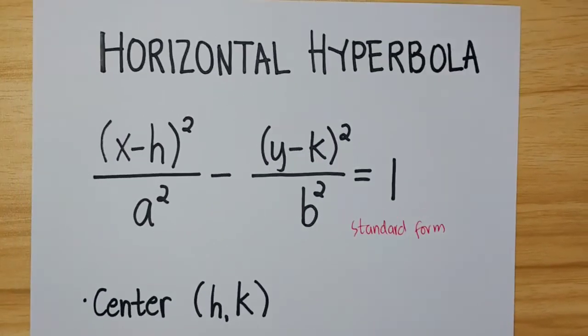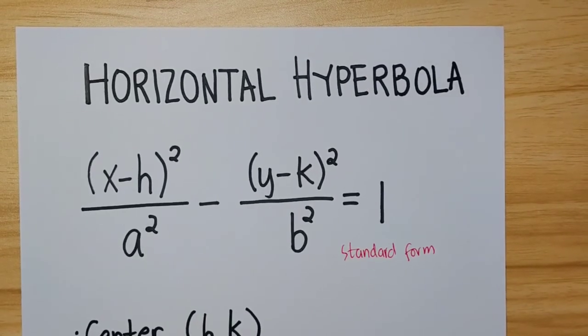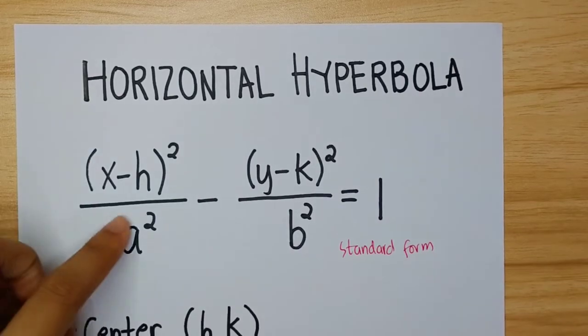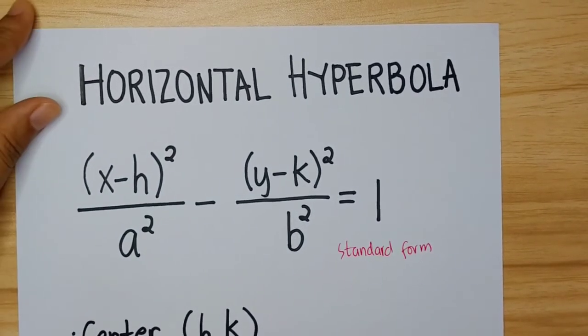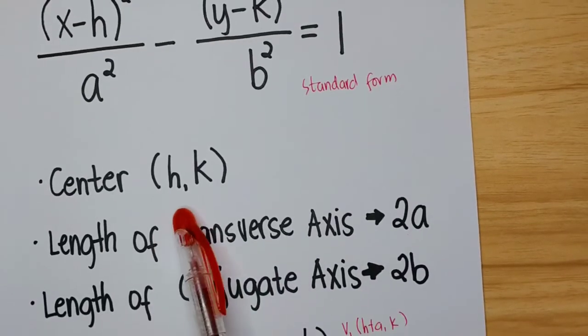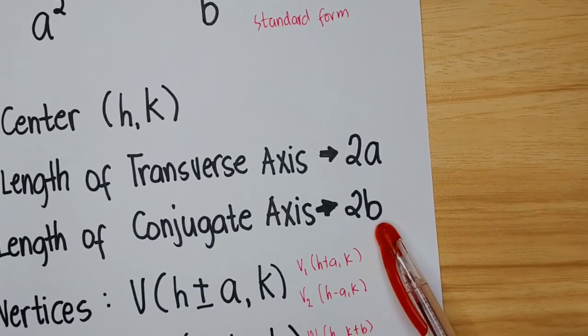Okay, so again review tayo. Yung hyperbola if ang orientation ng hyperbola natin is horizontal, paano natin siya malaman? Nauna yung x. So, ito yung nauna. So, yung center niya, that is HK. Yung length ng transverse axis, that is 2A. Yung length ng conjugate is 2B.